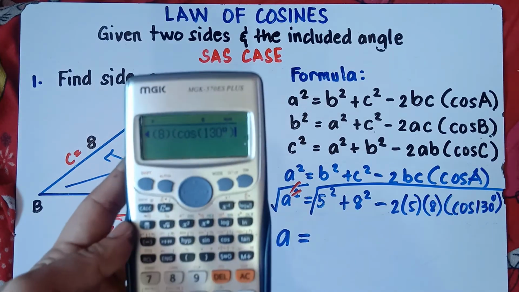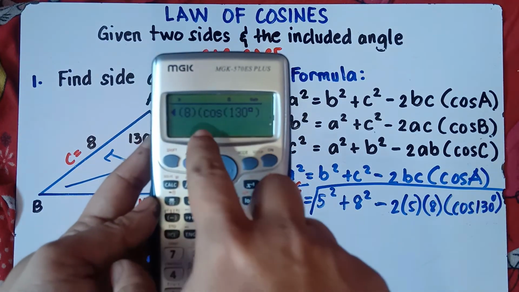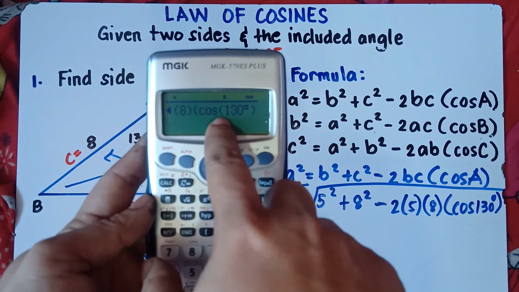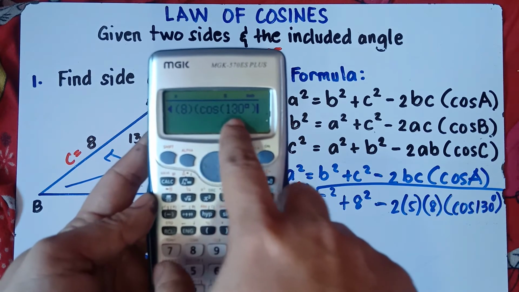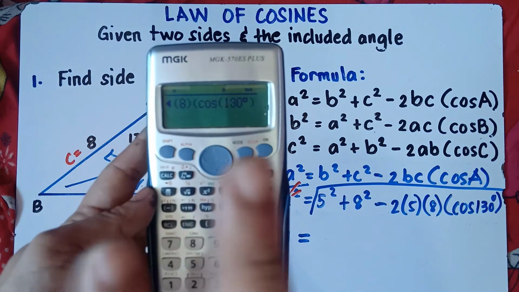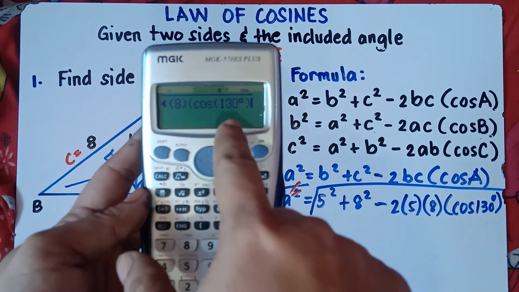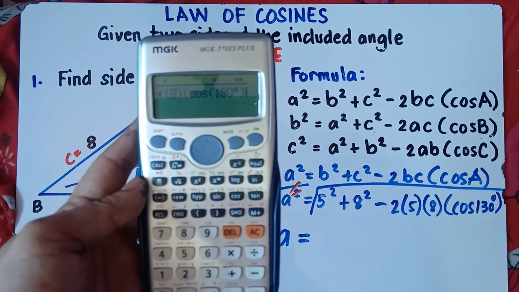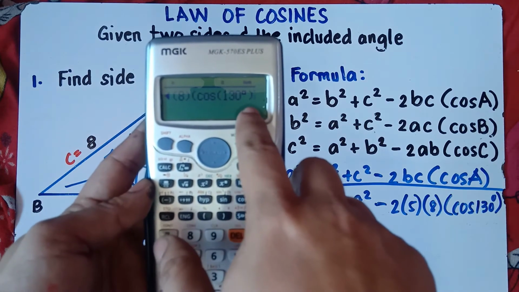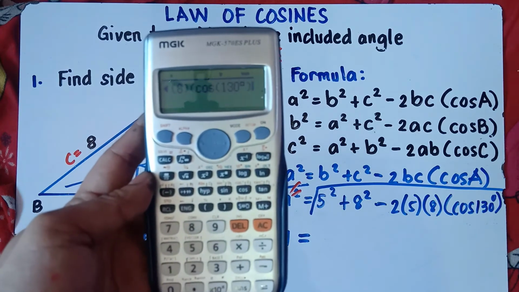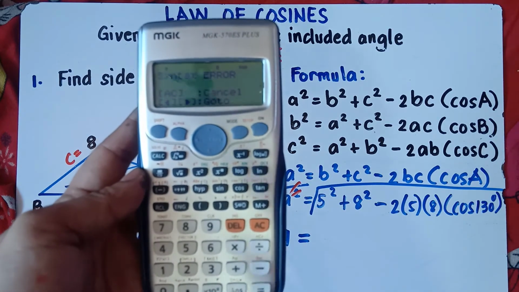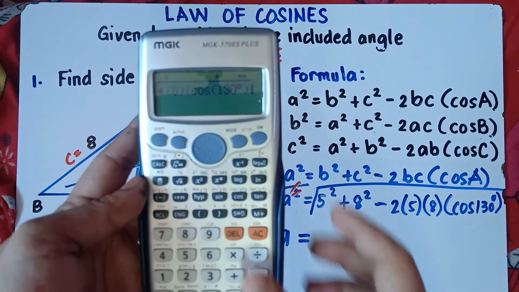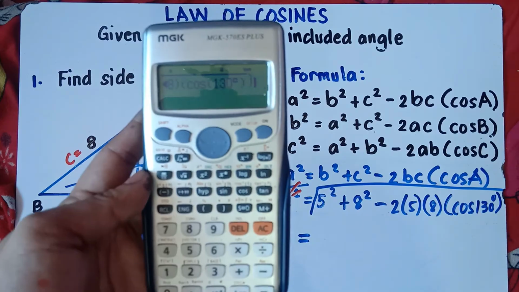So you need to have two close parentheses, class, because you have an open parenthesis near cosine and another open parenthesis after cosine near 130 degrees. If it's only one close parenthesis, you will have a math error. You try this one, class. You press the equal sign. Of course, syntax error. You need to have two close parentheses. Let's go back. So another close parenthesis.